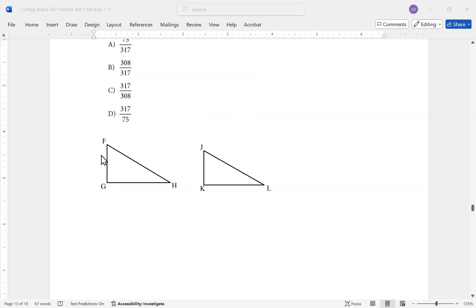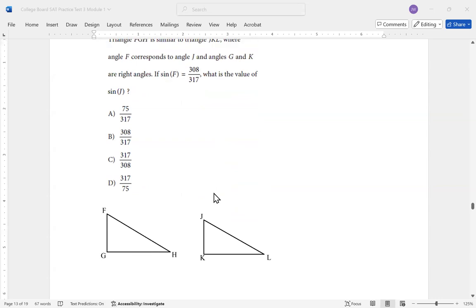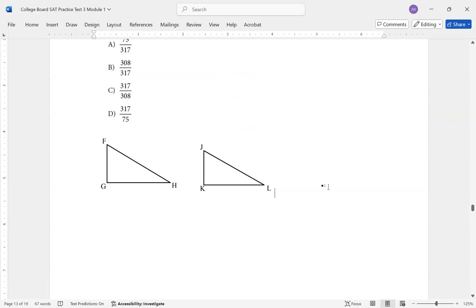So there we go. FGH is similar to JKL, where G and K are the right angles, and then F and J match up. So if F and J match up, that means that these two triangles could be different sizes, but the angle measurements for F and J are going to be the same. So the angles F and J are the same.